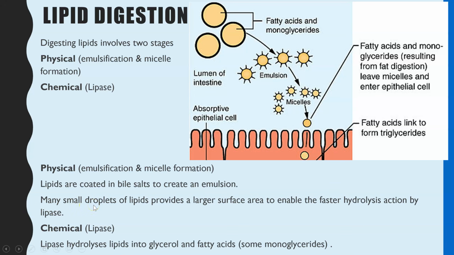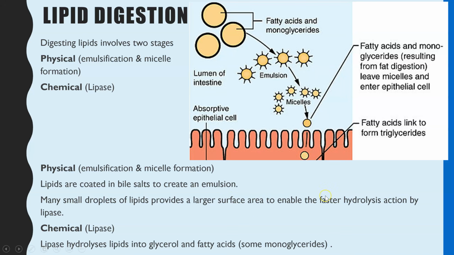So it's the fact that you get many small droplets and that creates a large surface area. However, the reason that is an advantage is if you've got a larger surface area, you'll get a faster hydrolysis action by lipase. Because if you're providing a large surface area, more of the enzymes can attach. You get more enzyme substrate complexes and therefore faster action.